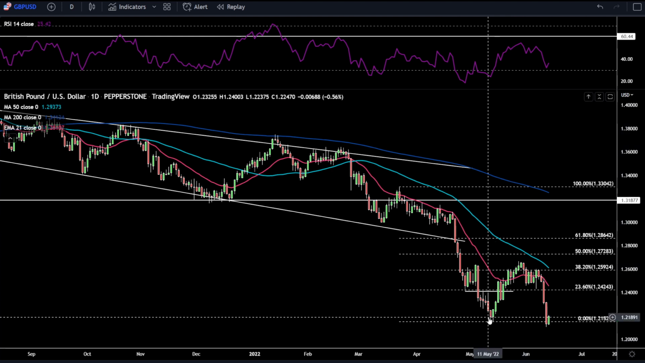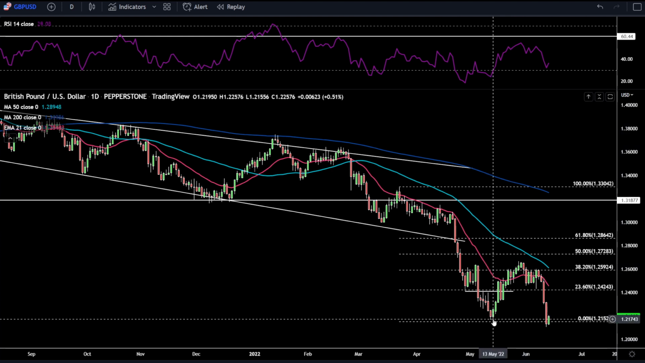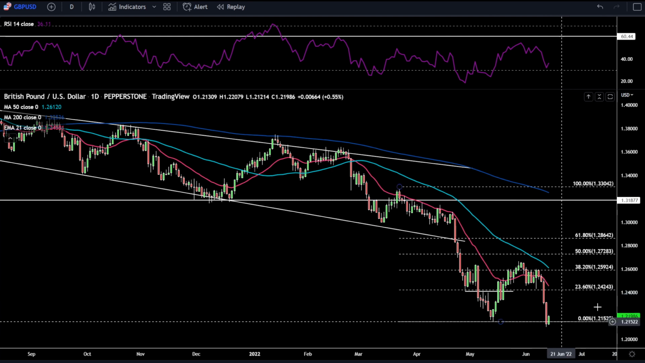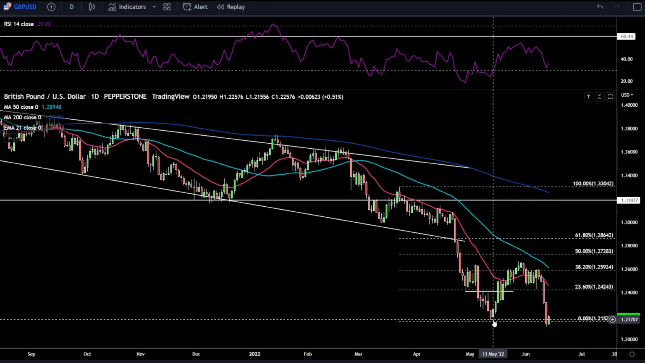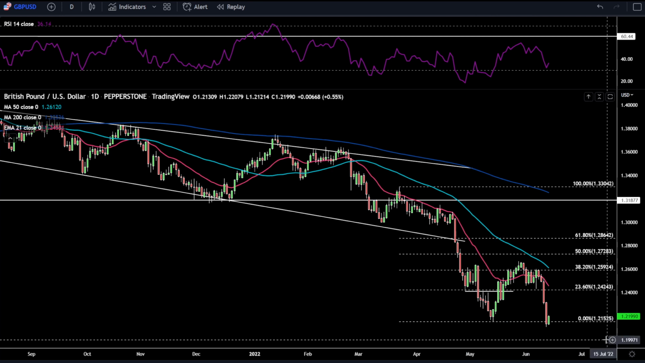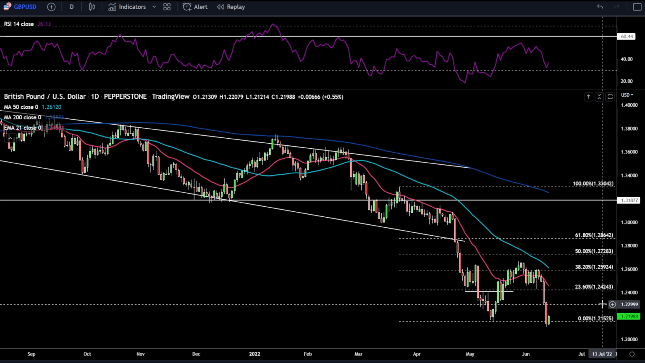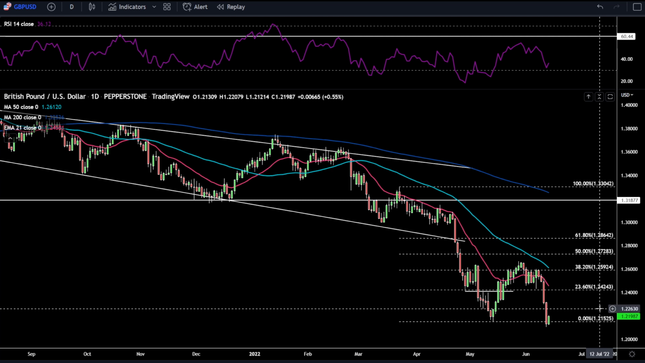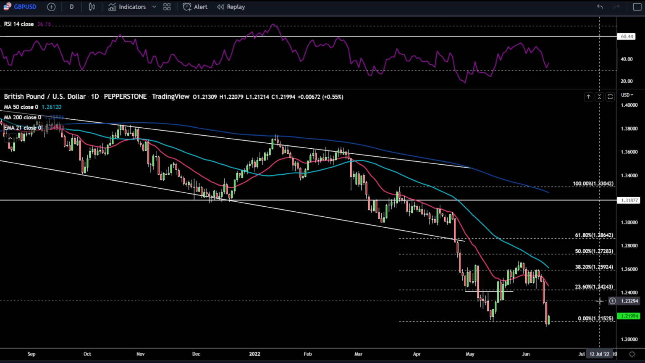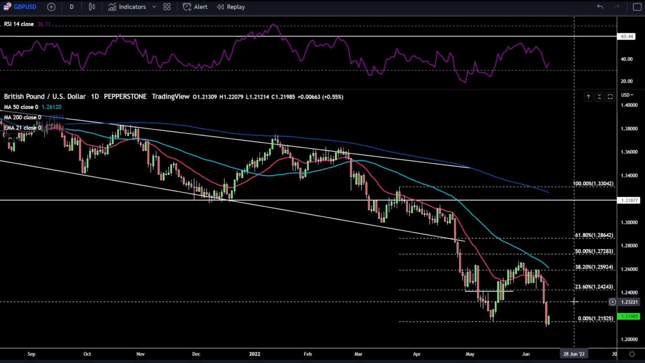GBP USD broke through that low and it's starting to have a little bit of a bounce here again, similar to Euro US dollar, but it's not great that it's broken through that low there. 120 looks like it could be on the cards. On the upside, 122.6 and 123.2 are the levels I'll be looking at. And then above there, we've obviously got that 23.6 Fibonacci retracement level.